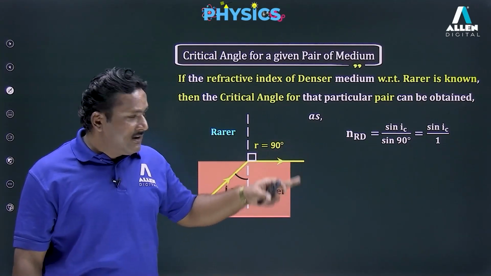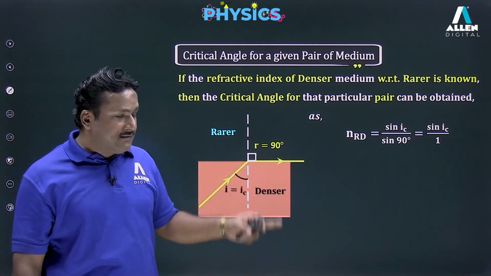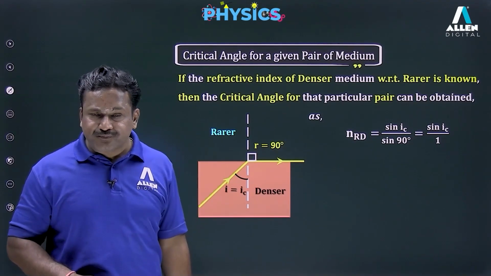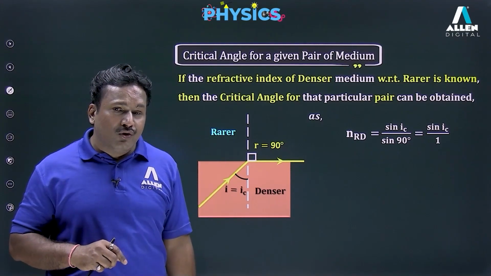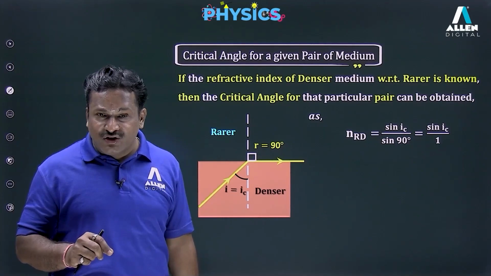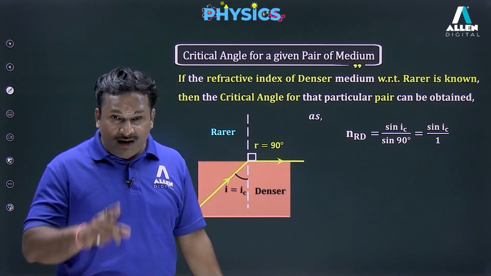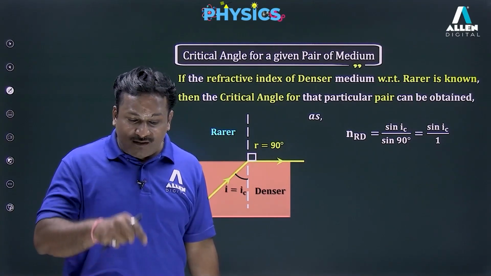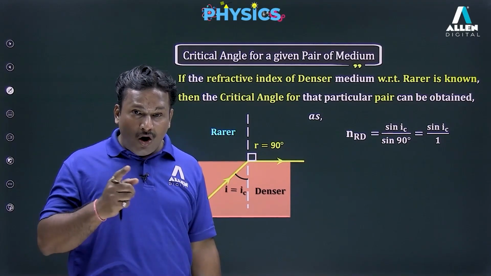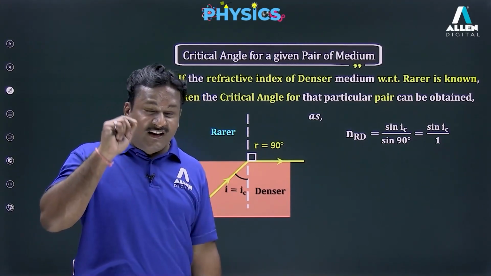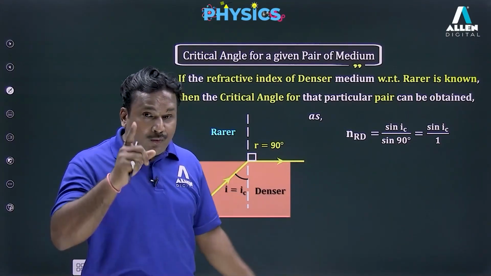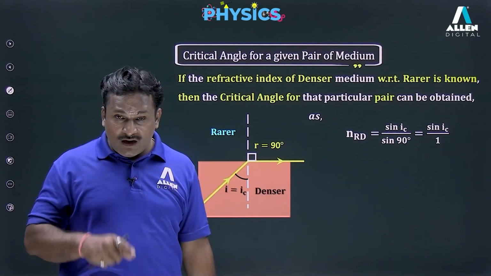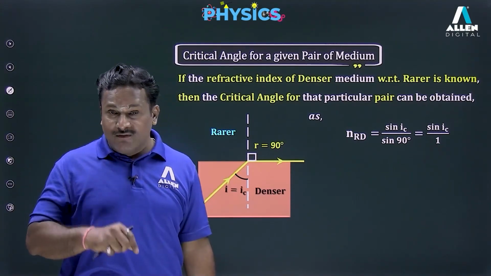So that means this critical angle we are finding with a certain formula, the refractive index of rarer with respect to denser. But listen, whenever we see questions based upon total internal reflection, they will never give us the refractive index of air with respect to glass. They will always give the refractive index of glass with respect to air, or the refractive index of water with respect to air. That means in every question we will always find the refractive index of a denser medium with respect to the rarer one.